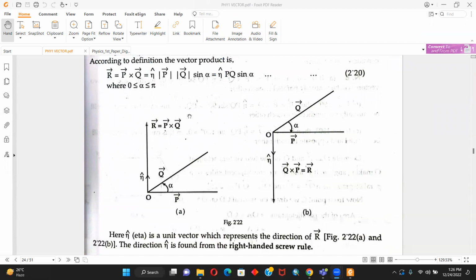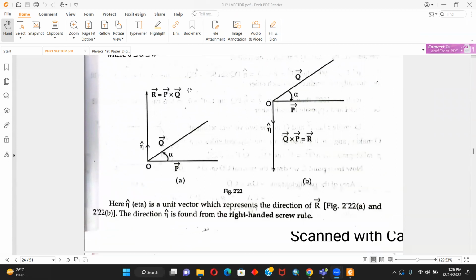Now let's see. So this is P vector and Q vector, and eta cap is going upwards because the rotation is anti-clockwise, and the rotation is clockwise here. That is why it's going downwards.